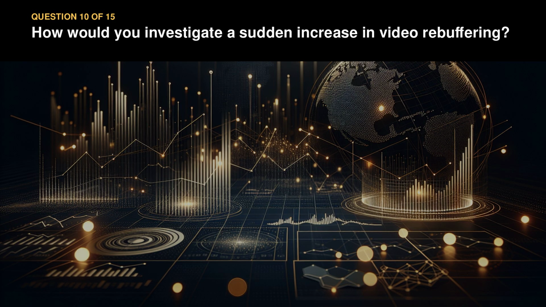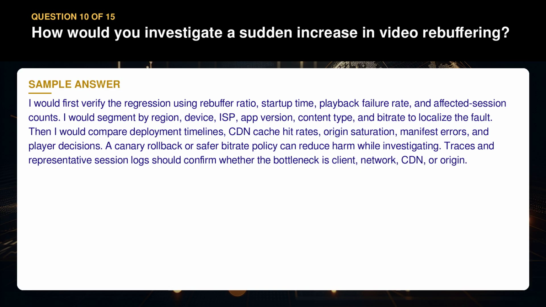Question 10. How would you investigate a sudden increase in video rebuffering? I would first verify the regression using rebuffer ratio, startup time, playback failure rate, and affected session counts. I would segment by region, device, ISP, app version, content type, and bitrate to localize the fault.